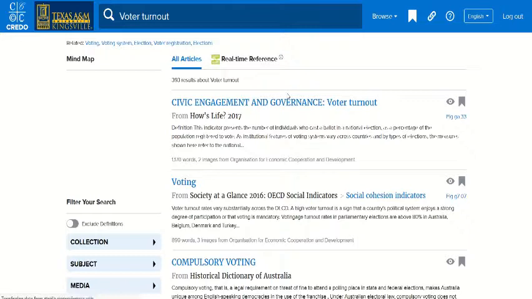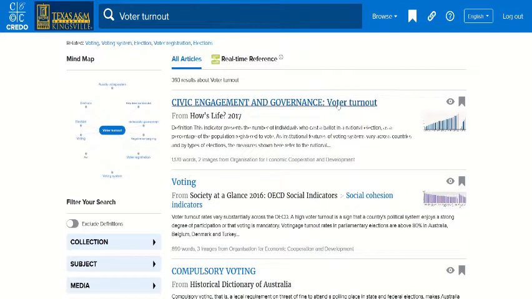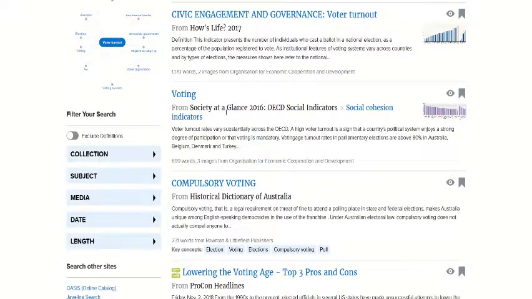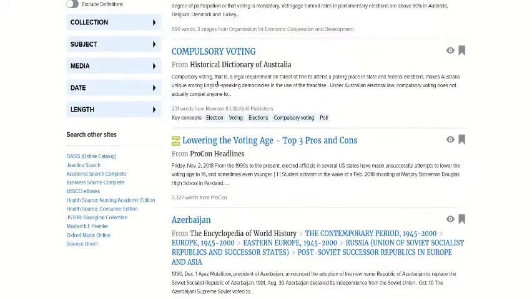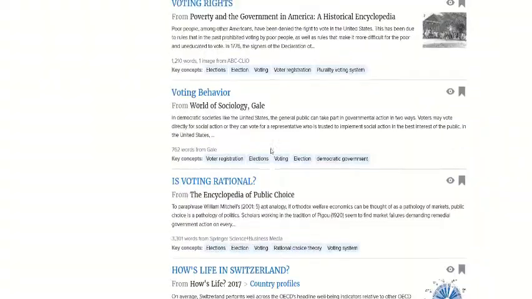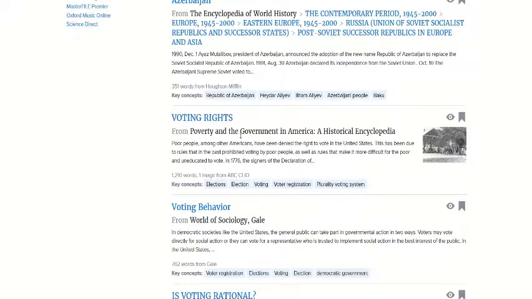Here we go. Civic engagement and governance from How's Life 2017. Not quite sure what that is. Voting from Society at a Glance 2016 OECD social interactions. Compulsory voting, Historical Dictionary of Australia. Lowering the voting age, top three pros and cons, pro-con headlines. Voting rights from Poverty and the Government in America, a historical encyclopedia.